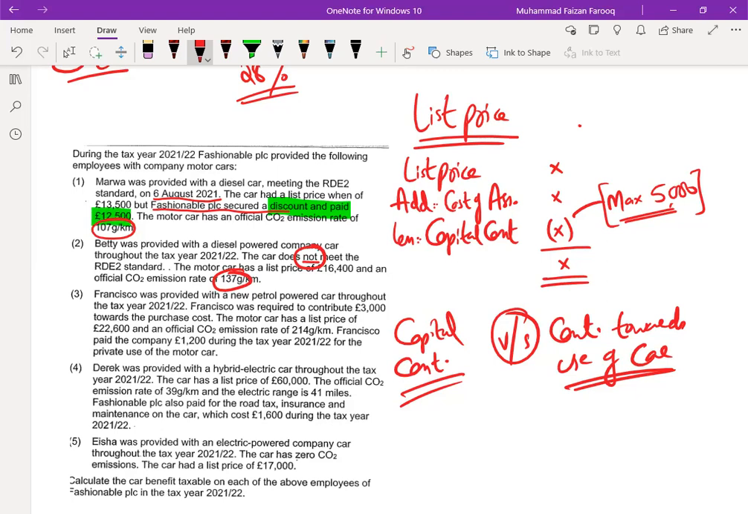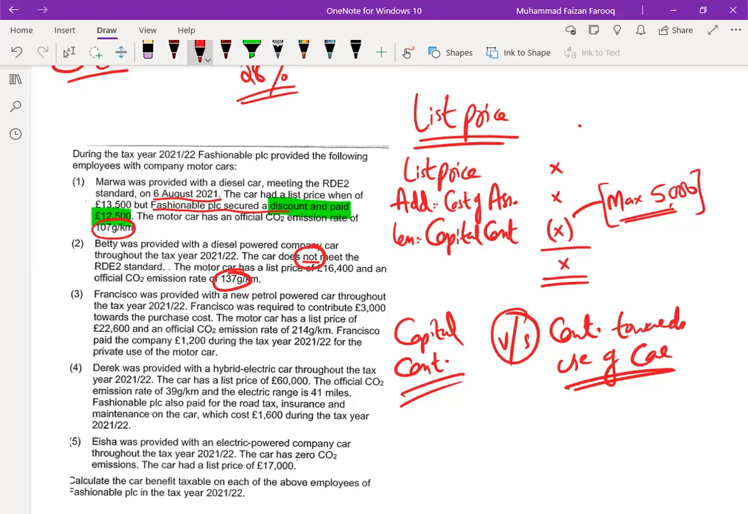Sir, could you repeat it again? If an employee contributes some money from his side or her side during the purchase of a car, this contribution is going to be deducted from list price. If an employee contributes, let's say 3,000, we are going to deduct 3,000. If he contributes 5,000 towards purchase, we are going to deduct 5,000. But if he contributes more than 5,000, it can be 6,000, 5,500, 7,000, 10,000, whatsoever, above 5,000 we will only deduct 5,000 from list price.